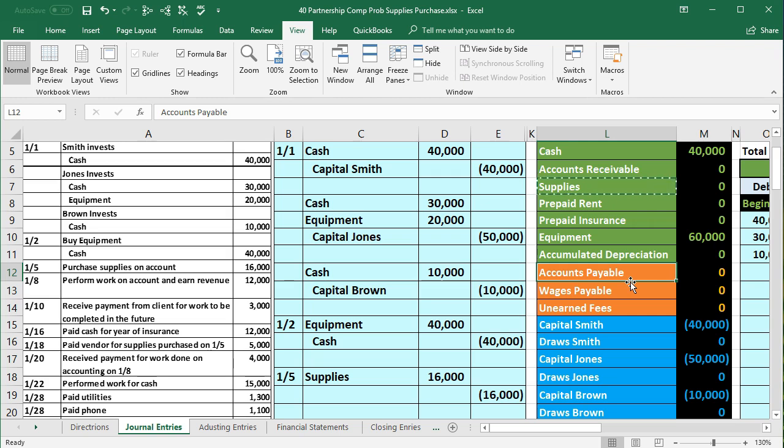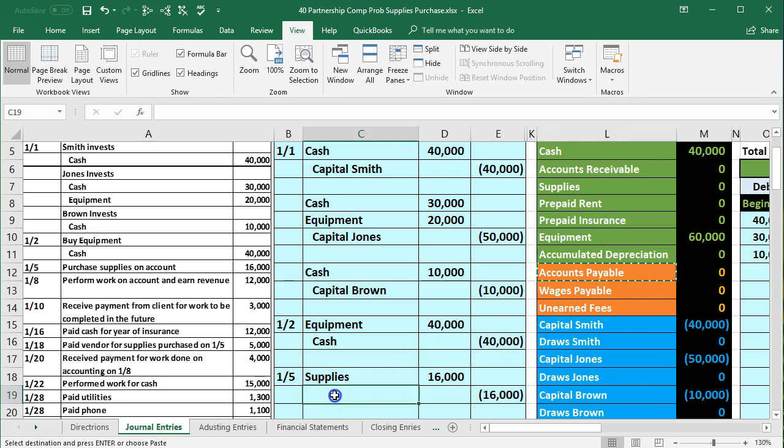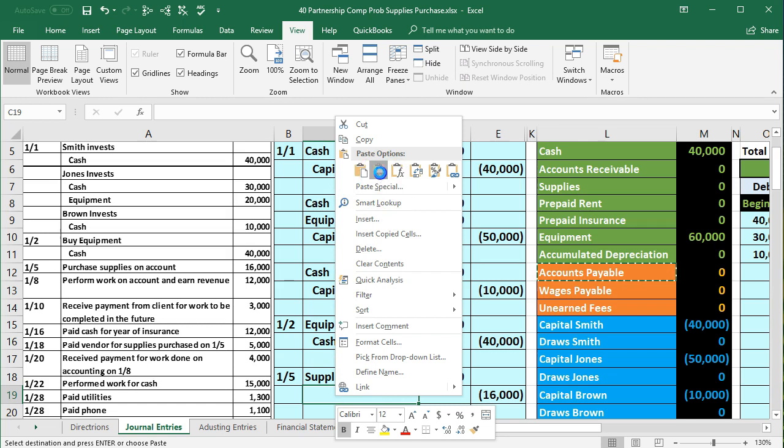But because we don't see it as often as asset type accounts, we may not know how to increase it as easily. And remember, it has a credit balance. So to make it go up, we're going to do the same thing to it, a credit. So we'll copy the accounts payable. We'll put that on the bottom in C19, right-click and paste 1, 2, 3.